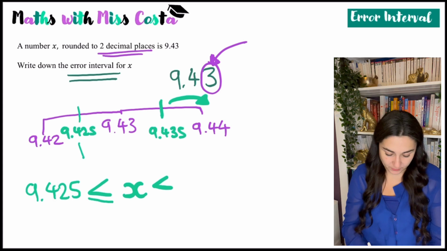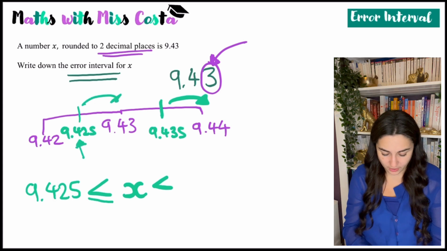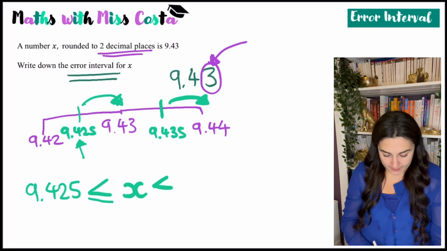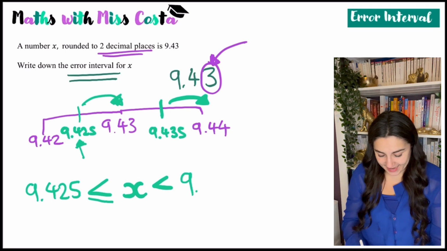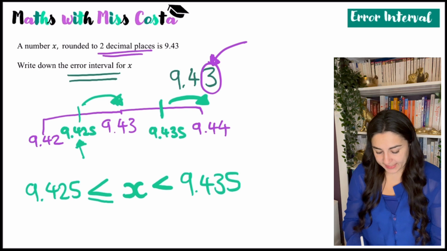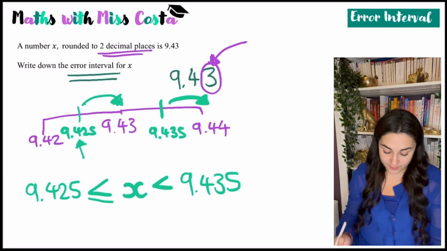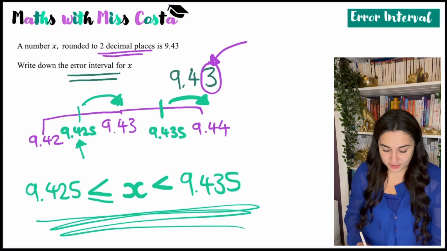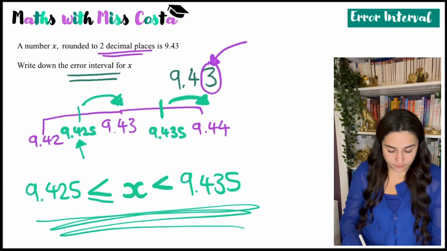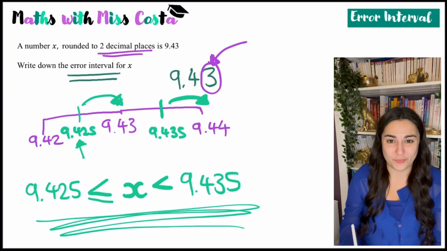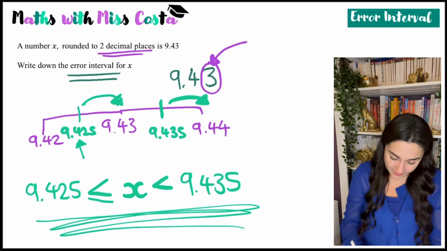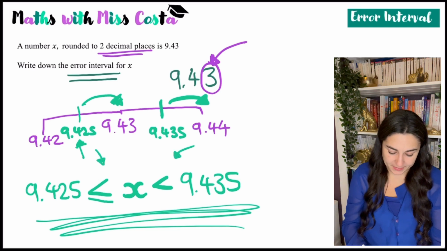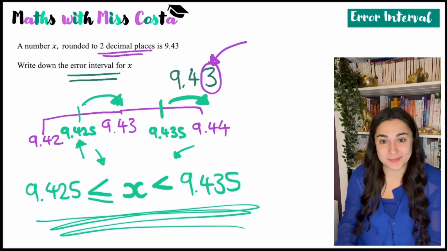less than or equal to x, because if it was 9.425 it would round up to here. It's only if it was less than this that it would round down, which must be less than 9.435, because if it was exactly 9.435 it would round up to 9.44. So that would be your error interval. You essentially find the midpoint between what it would have been rounded up and down to, and then the largest number it has to be less than, and the smallest number it can be equal to. And that's how we do that.